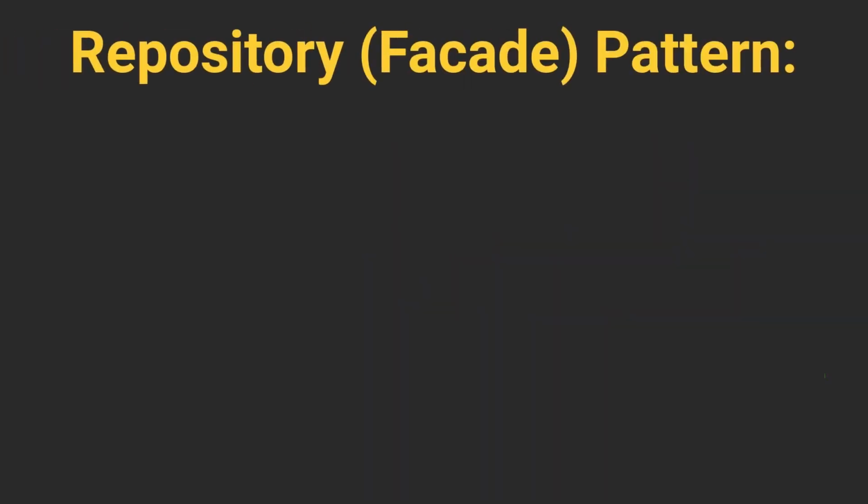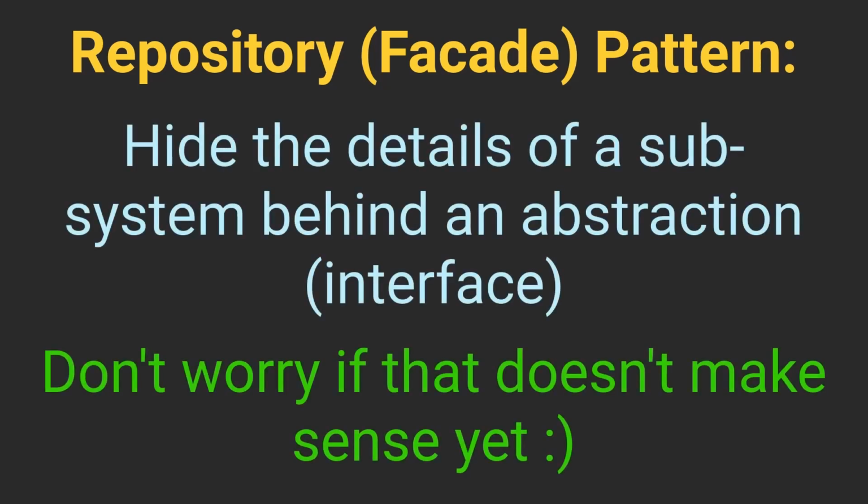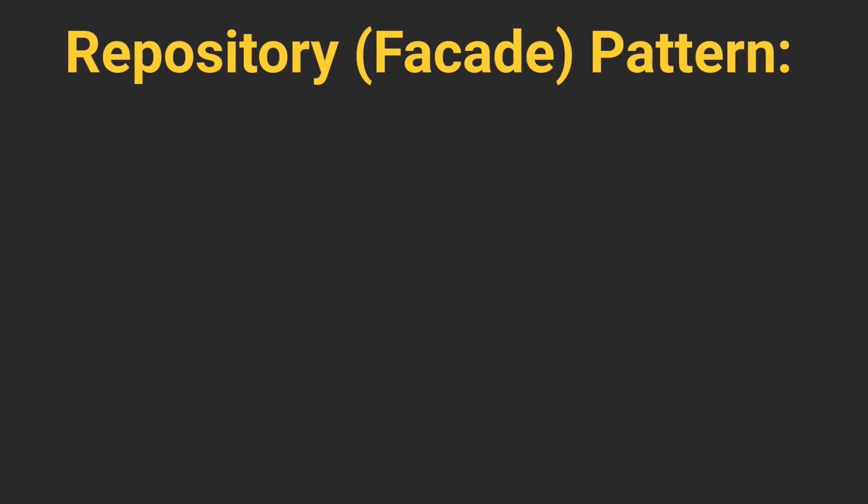This package contains several interfaces which are used to employ the repository design pattern. This pattern is also known as the facade pattern, and the general goal of the pattern is simpler than its technical definition. The technical definition of the facade or repository pattern is to hide the details of a subsystem, in this case data storage mechanisms, behind an abstraction, in this case an interface. Let's look at a practical example to make sense out of that definition.